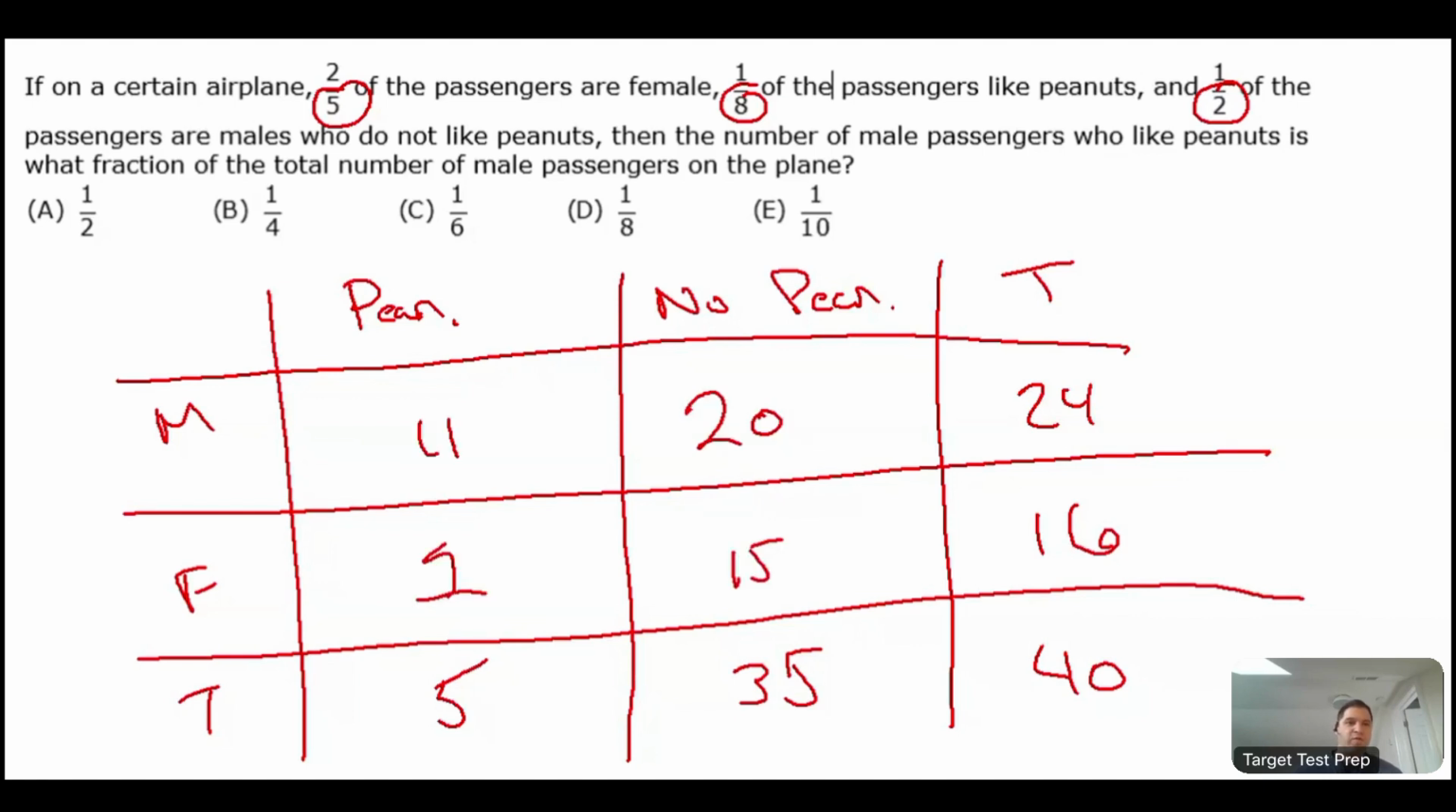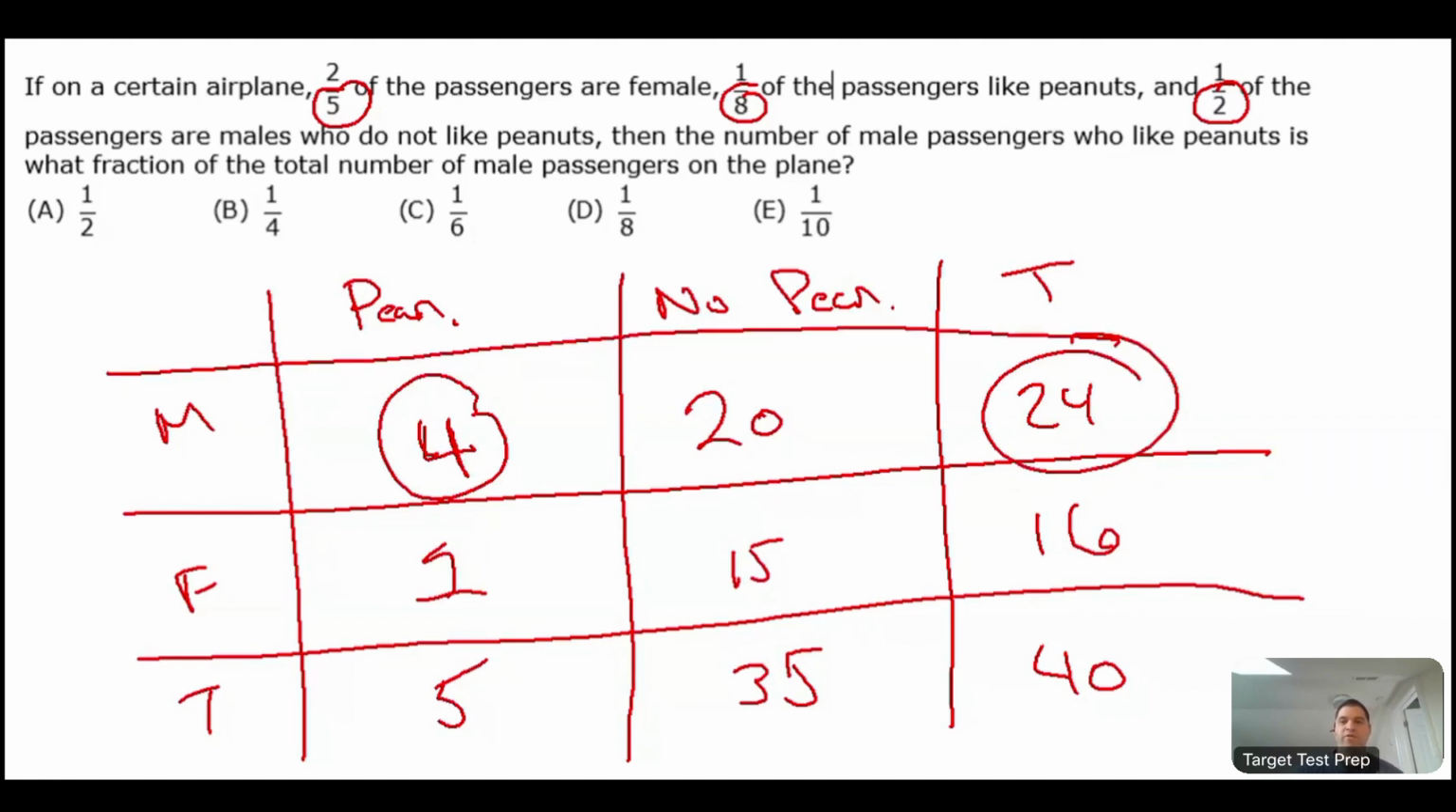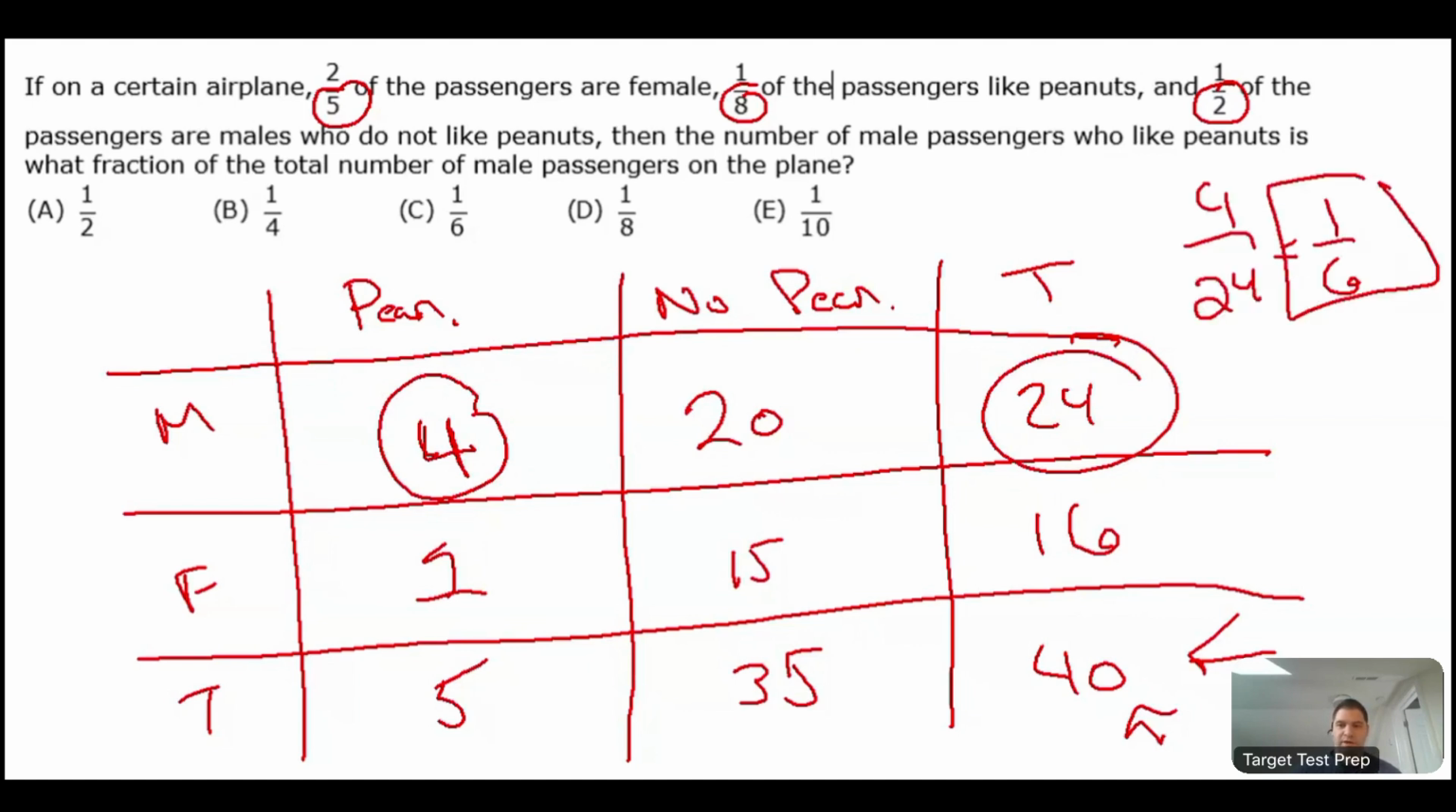And now we want to know what fraction of the number of male passengers like peanuts. So male peanuts is going to be 4. What fraction of the total male passengers? That's 24. Make sure you don't do it of the total number. That's a trap. So 4 over 24 is 1/6. So it seems like everyone was good there. All right, good stuff.